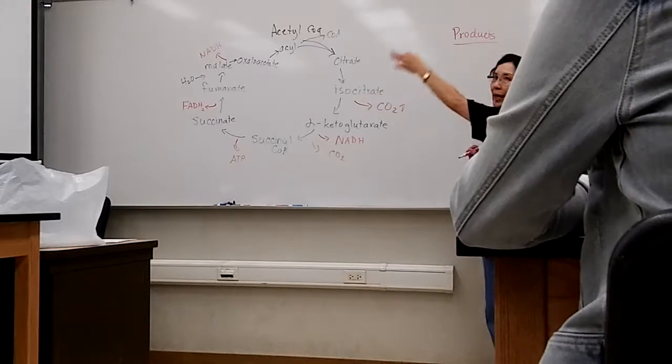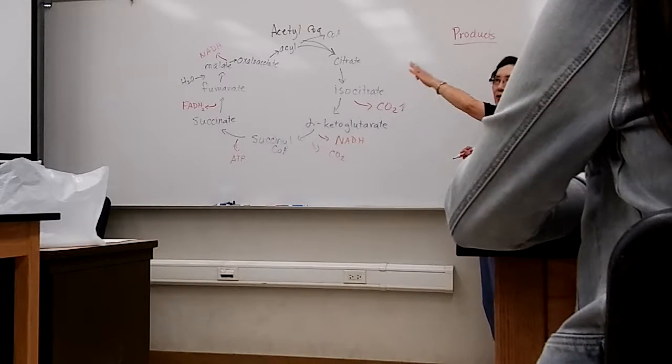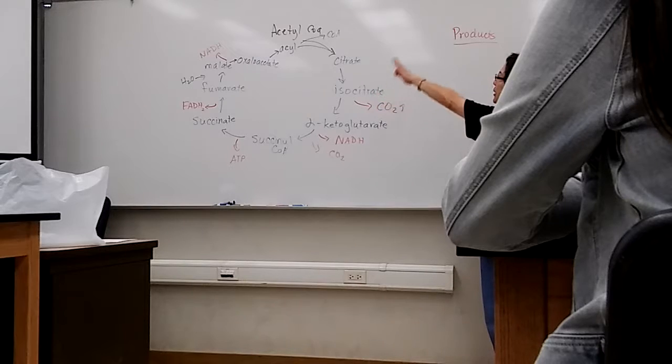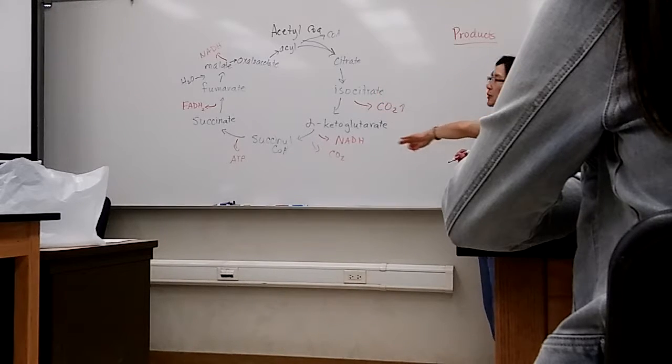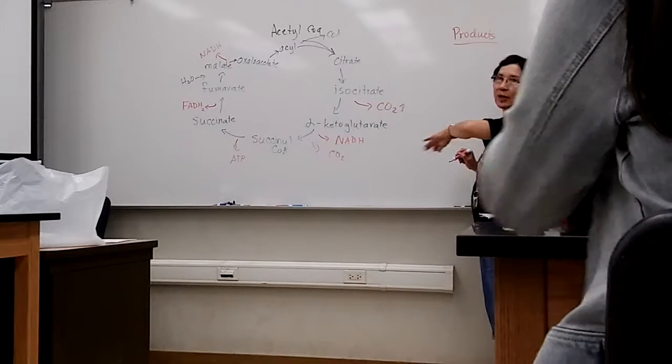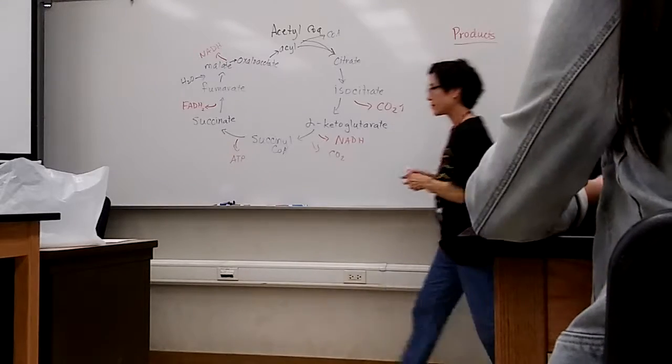Remember, it's going to go around twice because we have two pyruvates. The two pyruvates got converted into two acetyl coenzyme A's. And do not forget what was in the preparatory step.